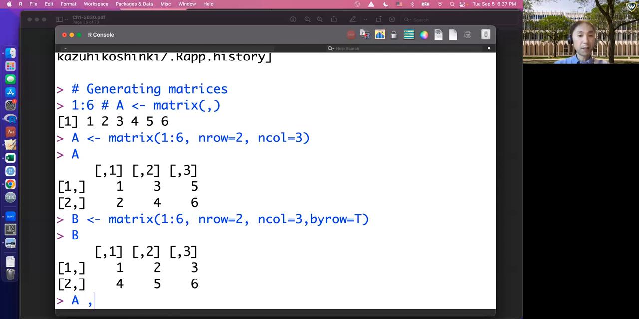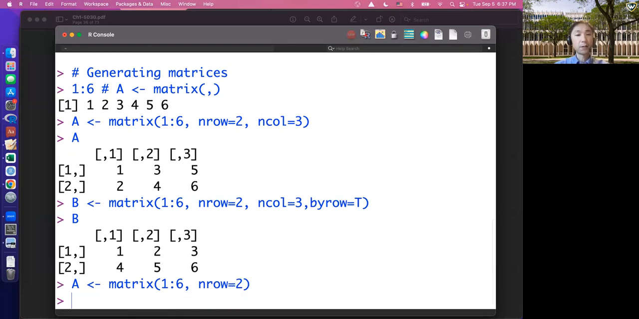And sometimes even when some arguments are missing, you can still make a matrix. For example, matrix 1:6, and we only specify the number of rows.